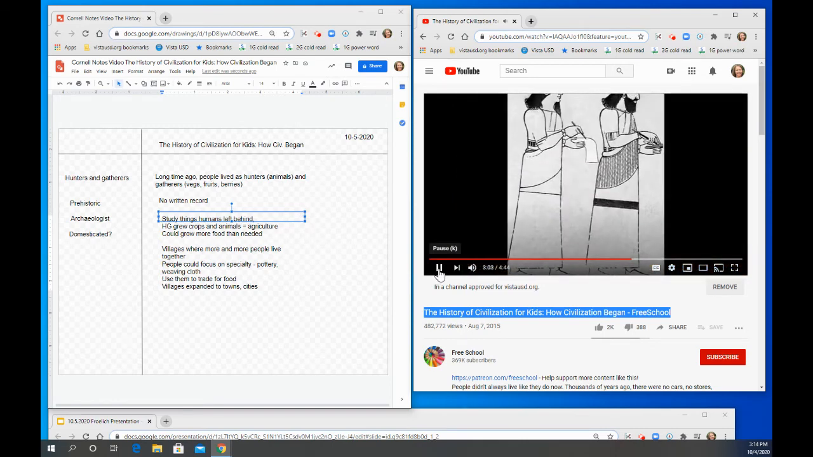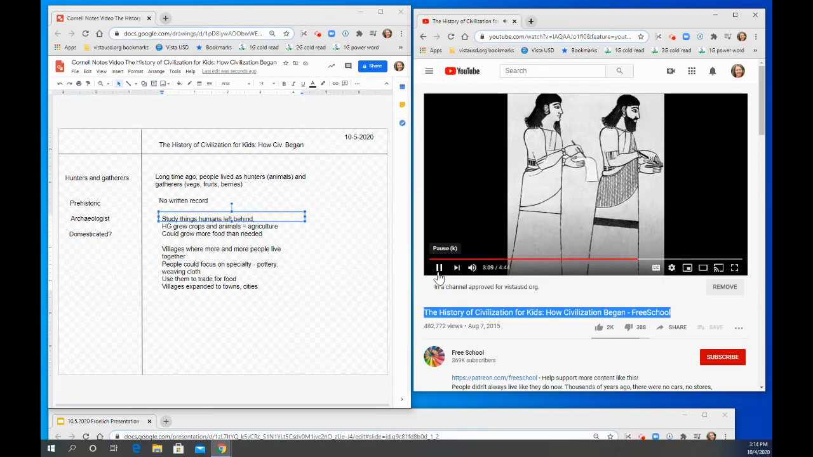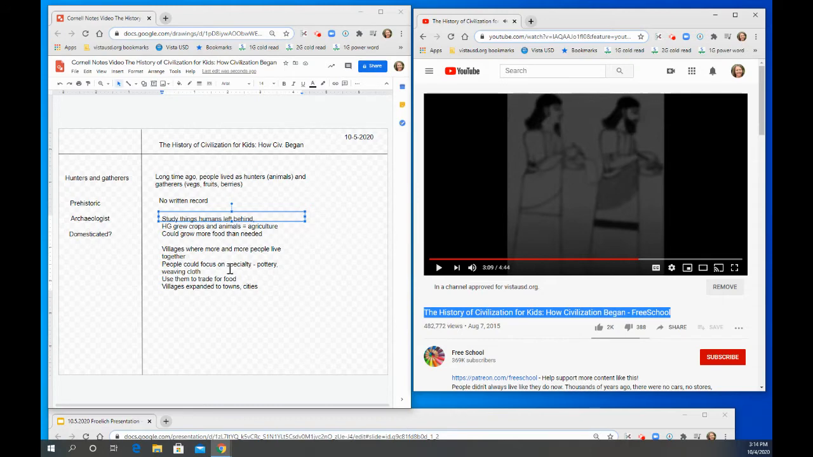In order to keep track of these trades and their increasingly complicated lives, people began to develop writing. So they used to trade for food. Then the villages started trading with each other. You could trade with other villages, which is a big technological advancement. And now they're developing writing, so they can keep track of all of this trade.